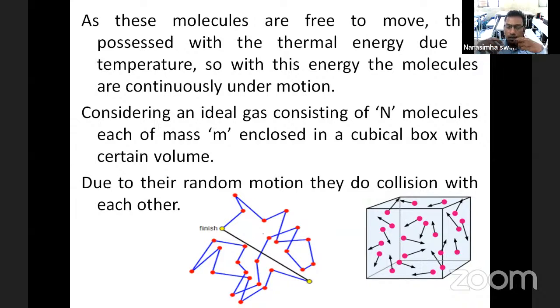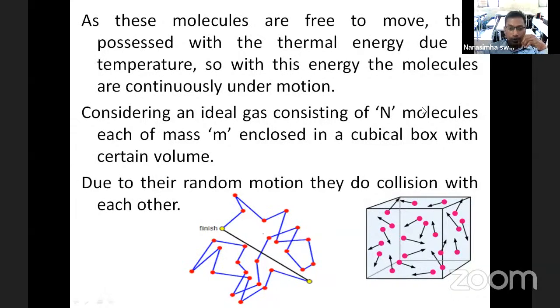Now we are going deep into the concept. Our discussion is constrained to a small area: we are considering an ideal gas consisting of n number of molecules. We are considering a container in which there are n molecules, and each molecule has some mass m, enclosed in a container in the shape of a cube, that is, a cubical box with a certain volume. The box is filled with some gas. It consists of n number of molecules, and each molecule has a mass m.